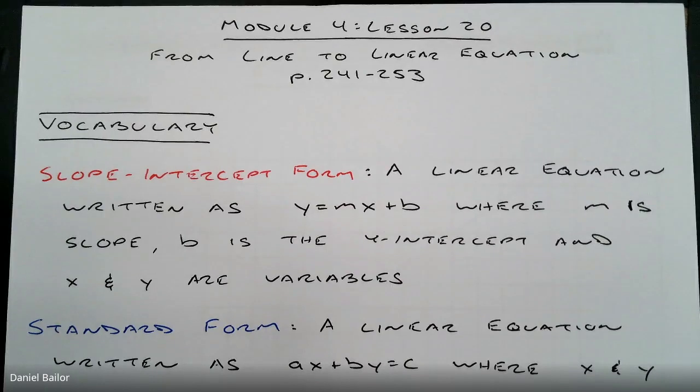Hello class, welcome to the next lesson in 8th grade Eureka Math, still working in Module 4, and today is Lesson 20, which I've called From Line to Linear Equation. So starting with line and going to equation. You'll need pages 241 to 253 in your Module 4 workbook, plus your note pages and all your math tools.